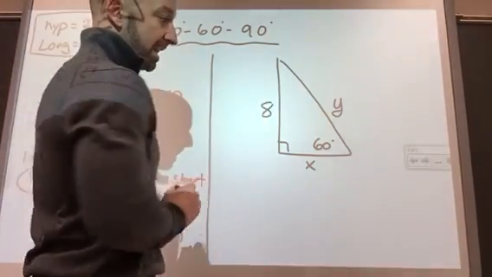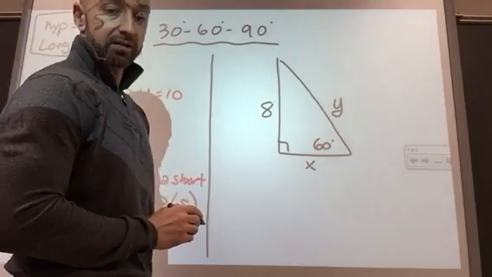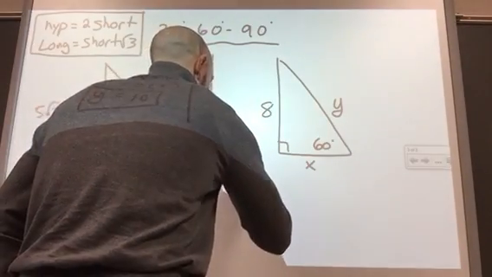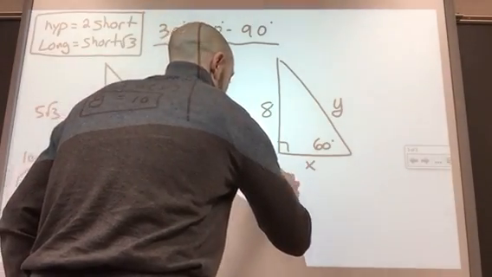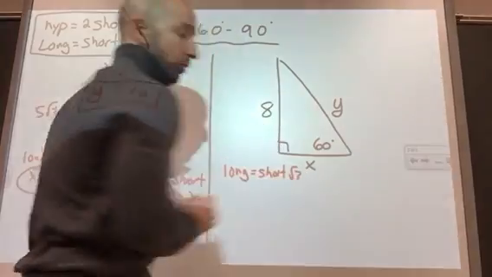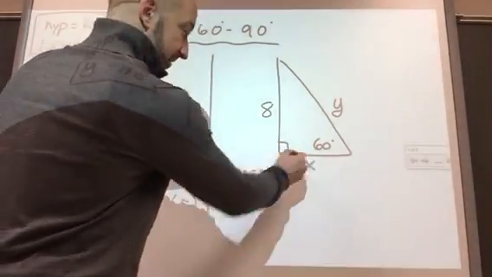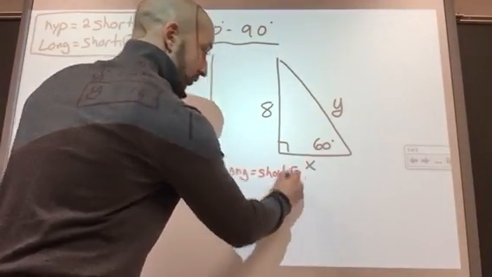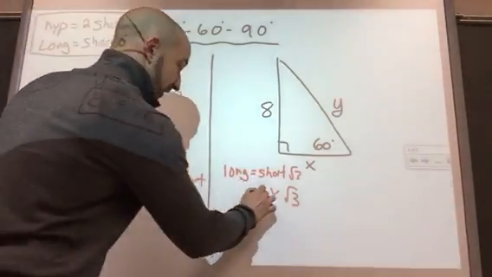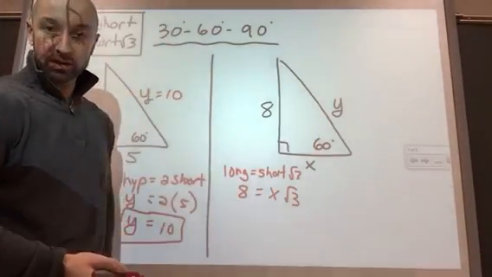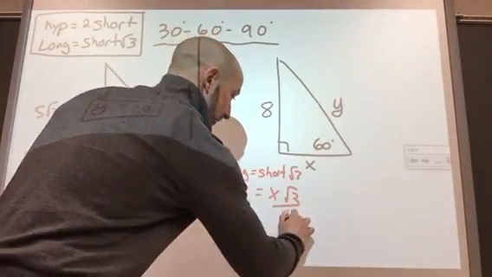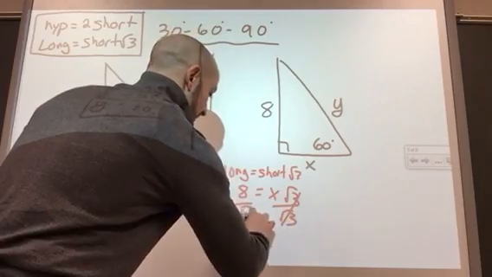I gave it the long leg of 8, so I'm going to find my short leg first. I'm going to write my formula down. Long equals short times √3, and I'm going to fill it in. x is my short leg. I'm going to bring the √3 down. My long leg is 8. Let's solve this. I'm going to divide by √3, divide by √3.